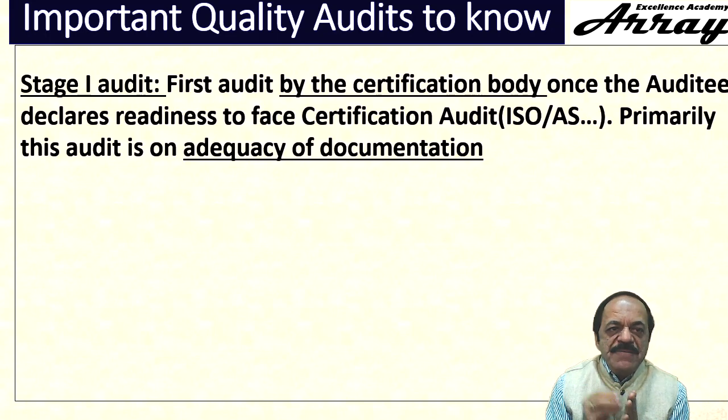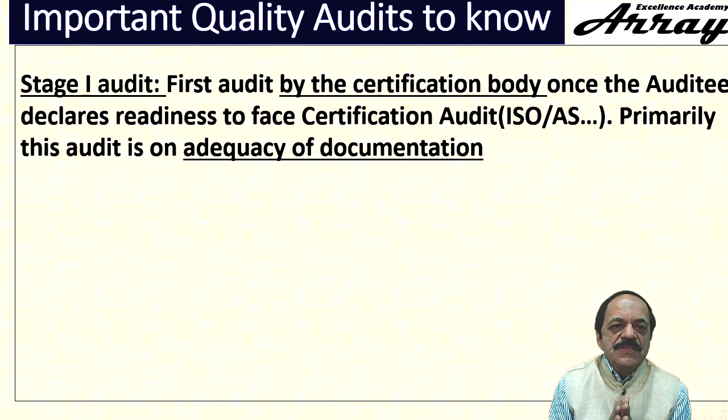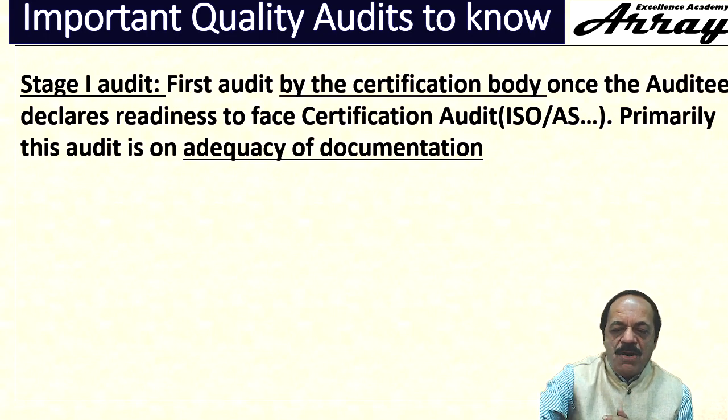the audit. Primarily this audit is done on adequacy of documentation. When the certification agencies come for audit, generally they only focus on the document, its adequacy and so on. They do not come to the work areas and try to check the implementation in the stage 1 audit.